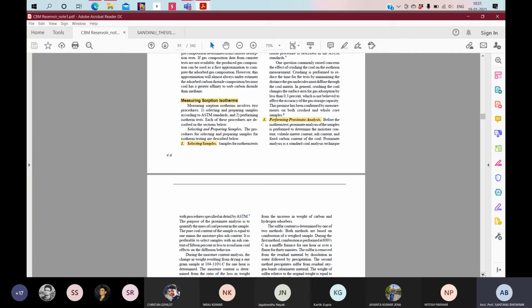Now, as for the isotherm testing, you have seen earlier that we are going to express the gas absorption capacity per unit weight. That means SCF per ton, or CC per gram. CC means cubic centimeter per gram, or meter cube per kg, or SCF per ton, standard cubic feet, which is at 15.5 degrees centigrade and atmospheric pressure, cubic feet per ton of coal. That means this much of weight, so per unit of weight.